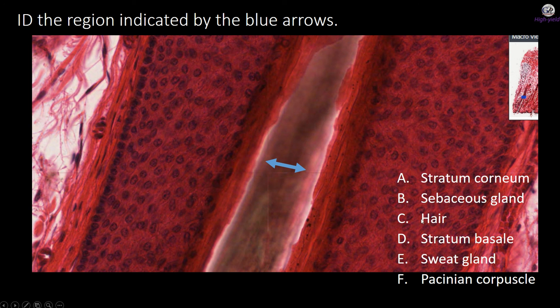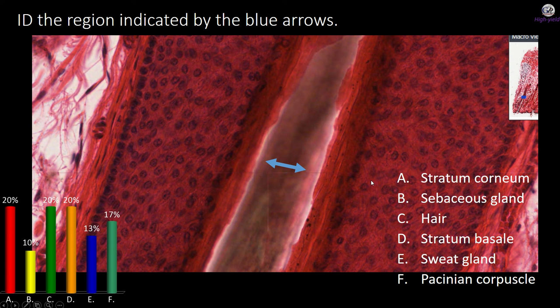Is it a hair? Very well could be a hair. We could have the internal root sheath here, and we could have external root sheath here. I think it's going to be a hair. Pacinian corpuscle, stratum, but I'm going to rule out the other options. So we're going to go with hair for this one.